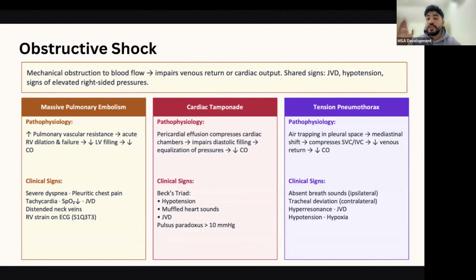Then lastly, tension pneumothorax. Tension pneumothorax is basically when you have a puncture in the lung that will trap air in the pleural space. And this will cause a decrease in venous return and a decrease in cardiac output.